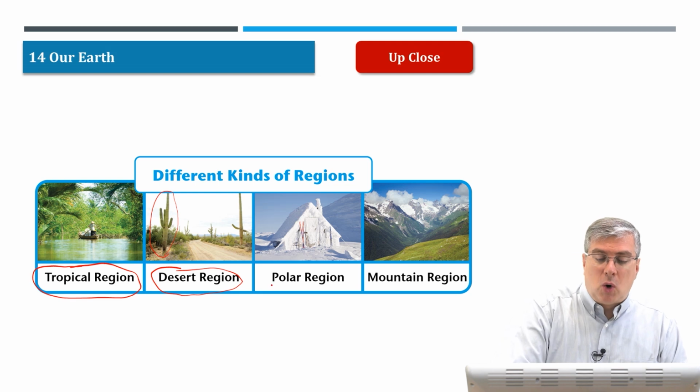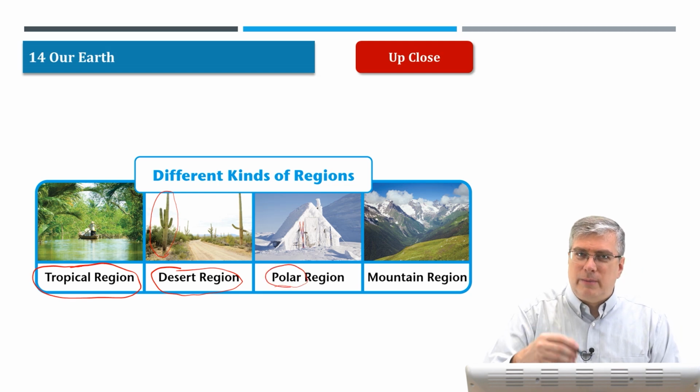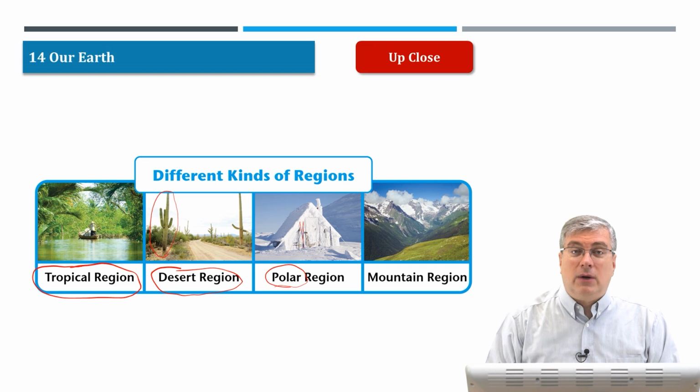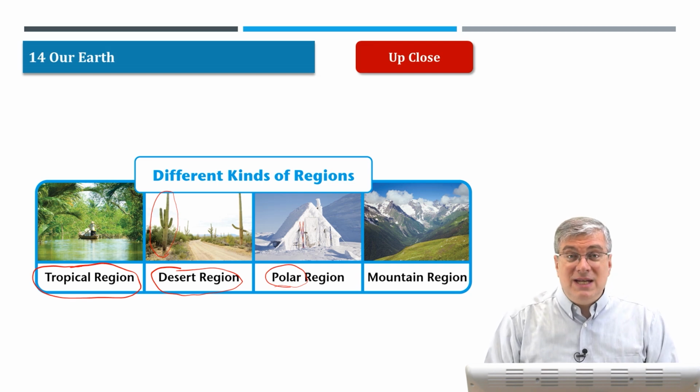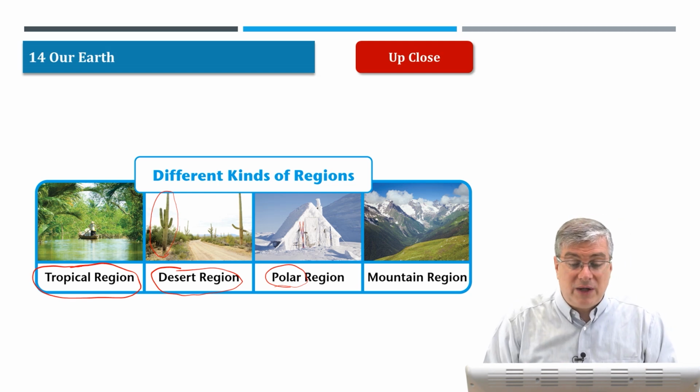Polar region, of course, polar, we're talking about the poles, North Pole, South Pole. It's very cold. There's a lot of ice. There's a lot of snow. And you need to have warm clothing if you're at the North or South Pole, because it's very, very cold. Brr. I get cold just looking at the picture.